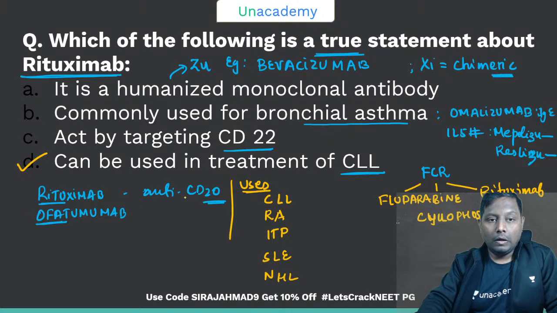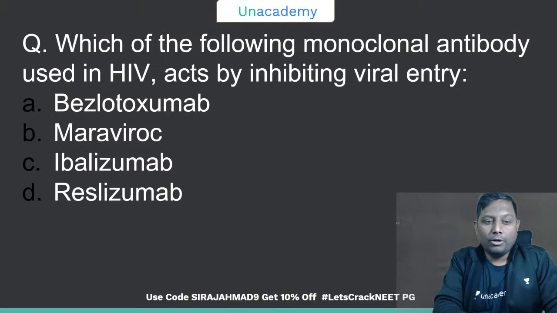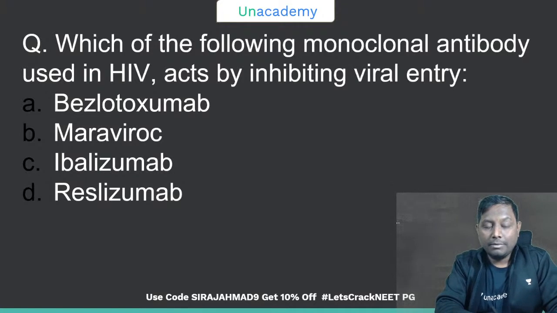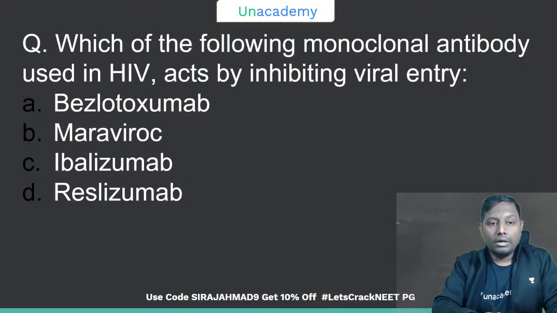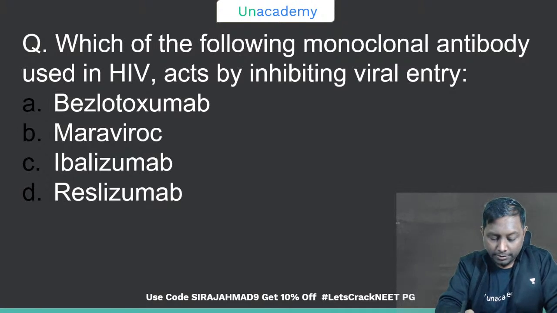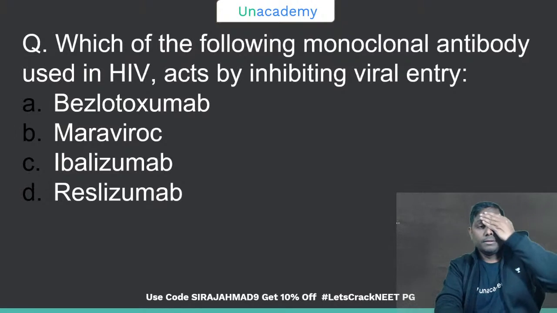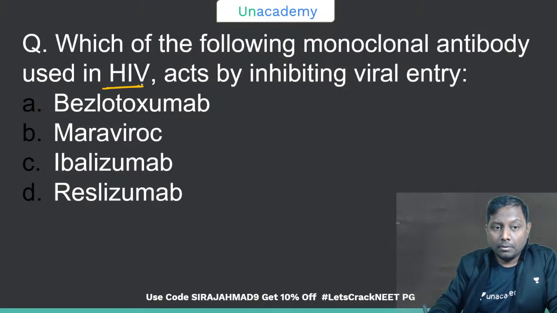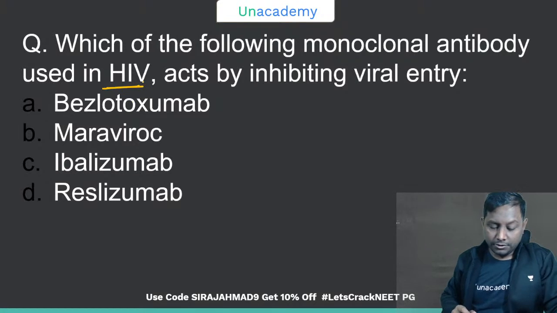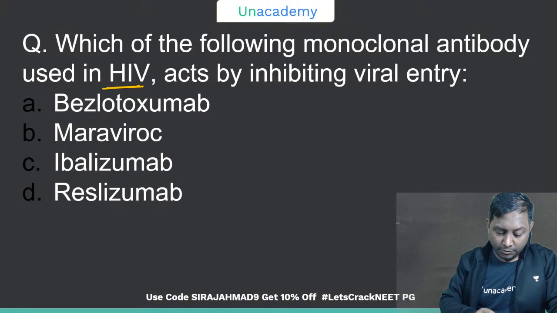Next question. Which of the following monoclonal antibodies used in the HIV acts by inhibiting the viral entry? Please provide your answer for this question. Bezlotoxumab, Maraviroc, Ibalizumab, and Reslizumab. Let us see how many of you can get this easily. Remember this question. Please start providing your answer, guys. Whichever you think is the correct answer.